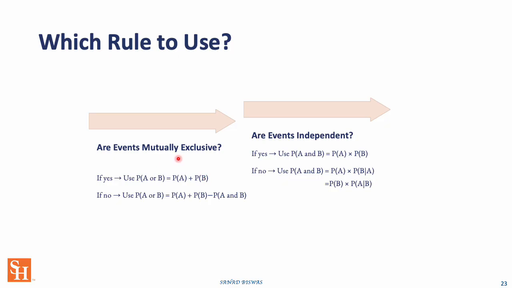But if two events are not mutually exclusive, that means there is something in common between these two, then probability of A or B would be probability of A plus probability of B minus probability of A and B. We have to subtract what is common between A and B. And for independent events, probability of A and B is simply the multiplication of their individual probabilities, probability of A times probability of B. And if two events are not independent, then probability of A and B would be probability of A times probability of B given A, or probability of B times probability of A given B.